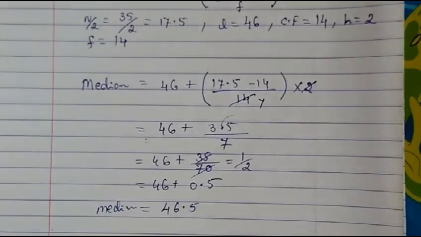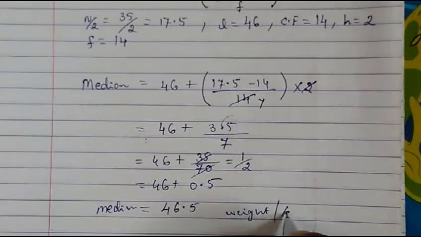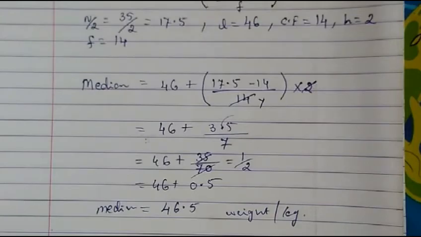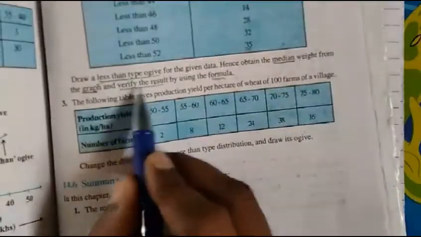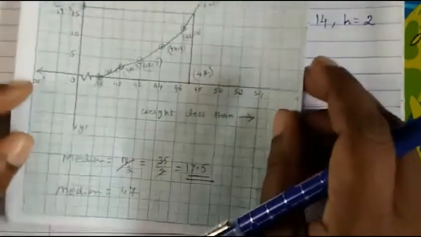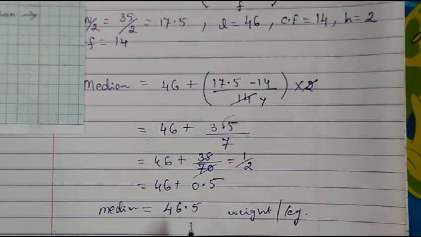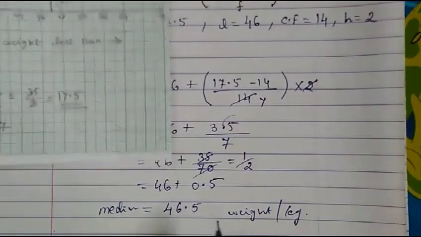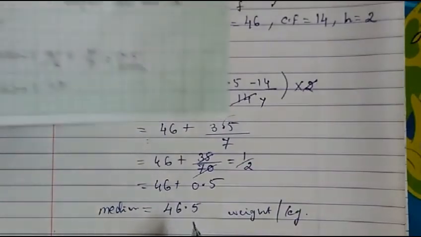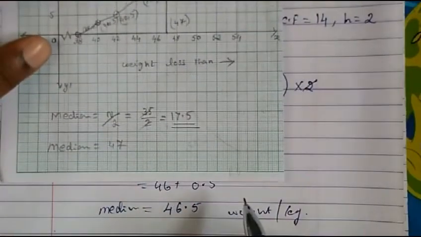Okay. Now in the question, what is asked of us? This is in weight, right? Median is in weight, or you can say kg. The question says verify the result by using the formula. So when you are verifying, see the graph we got. In the graph, the median was 47, whereas here we have got the median 46.5. Just 0.5 is differing. So what you have got in calculation, you have to make the adjustment in the graph and make both the same. Otherwise your marks will be cut.